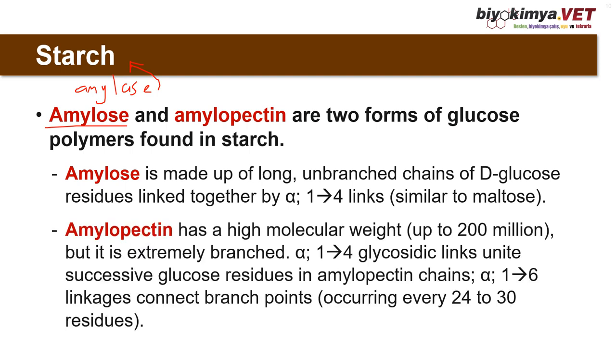Amylopectin has a high molecular weight, up to 200 million, and it is extremely branched. Alpha-1,4 glycosidic links unite successive glucose residues in amylopectin chains. Be careful here: alpha-1,6 glycosidic bonds connect branch points, and they occur every 24 to 30 residues. This means it starts with a linear straight chain, and every 24 to 30 residues a branch point occurs with an alpha-1,6 glycosidic linkage. And also don't forget, this is D-glucose, always D-glucose, so we can omit saying D every time.